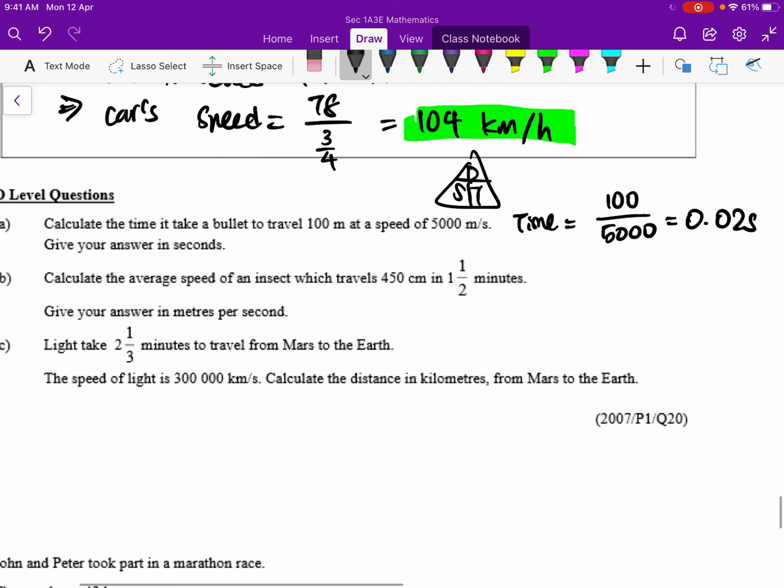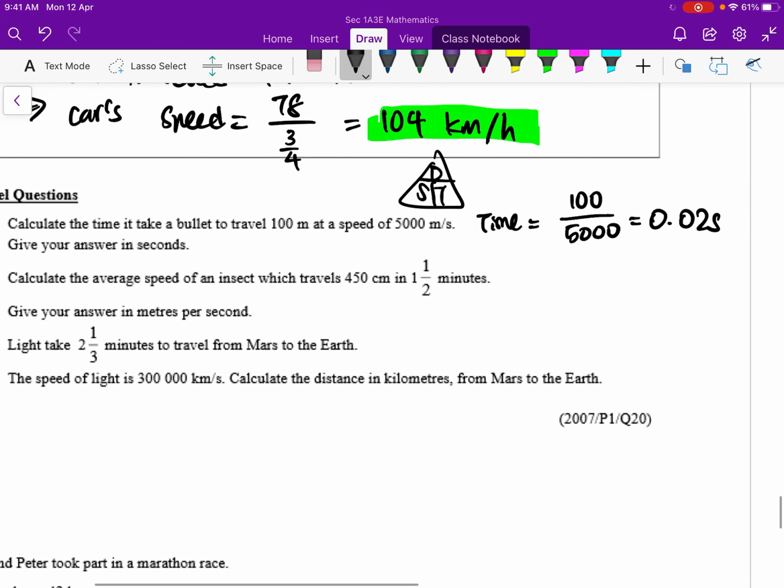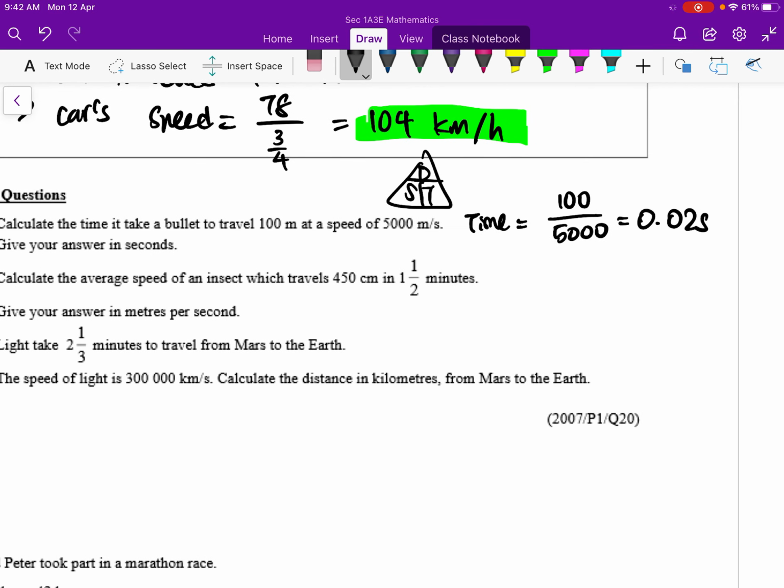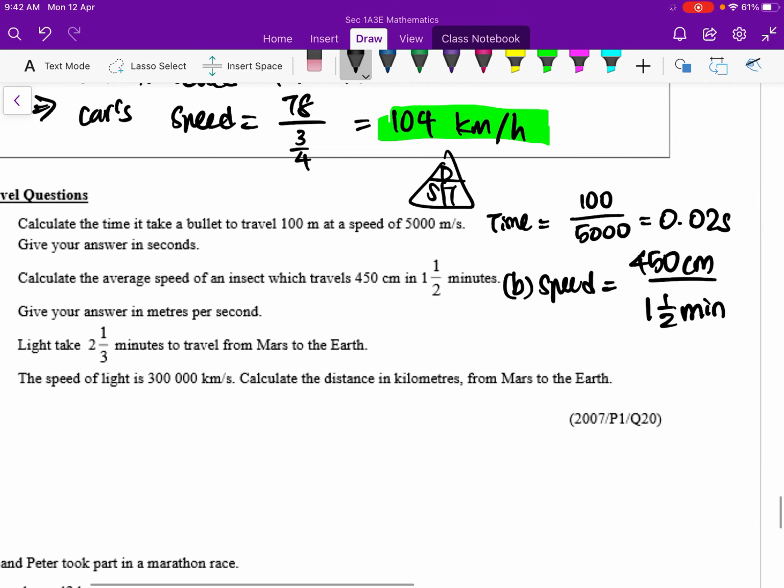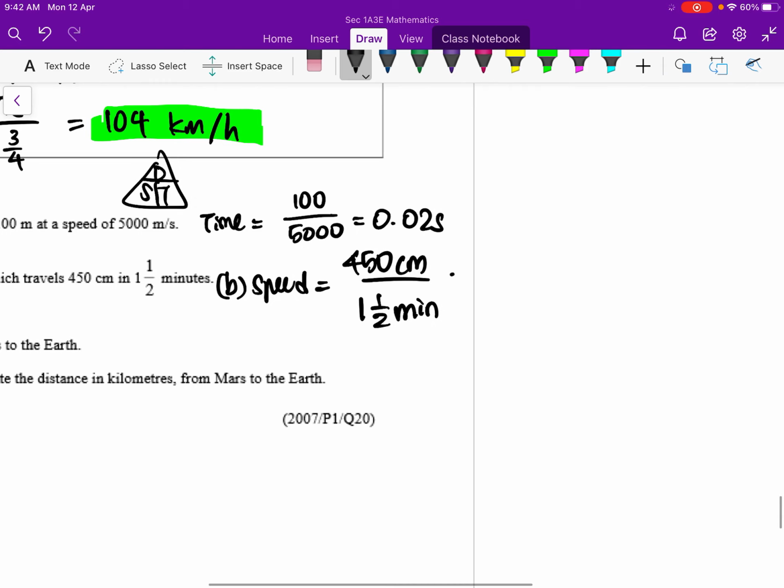Part B, average speed, 450 cm in 1.5 minutes. Give our answer in meters per second. So this in meters, 4.5 meters. In seconds, 90 seconds. 0.05 meters per second.